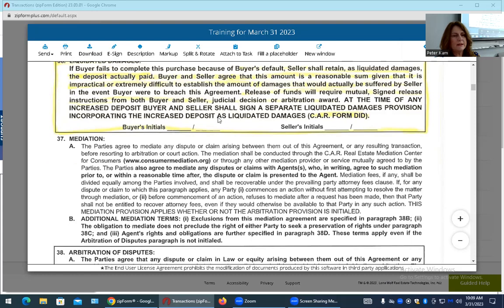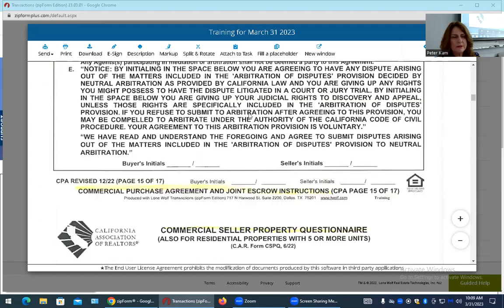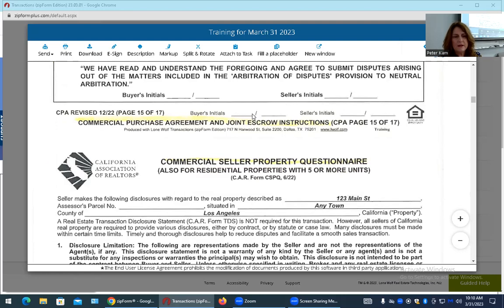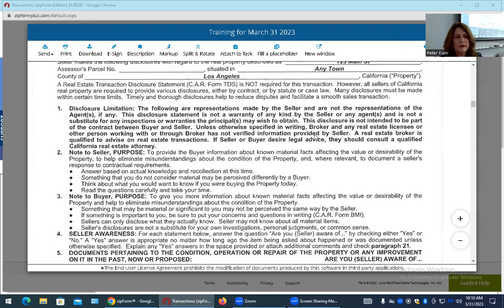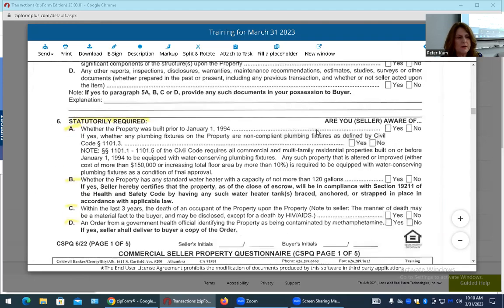Again, the commercial contract has not been gone over in a while. We will be bringing that up, or any of your other things that you want to discuss, just let us know and we'll try to incorporate that into the training. So the commercial seller property questionnaire, I just pulled this up. This is fairly new, and it does go with the commercial deals now. If you look at paragraph 6, these are statutorily required questions to be answered. You would also, of course, provide an NHD.